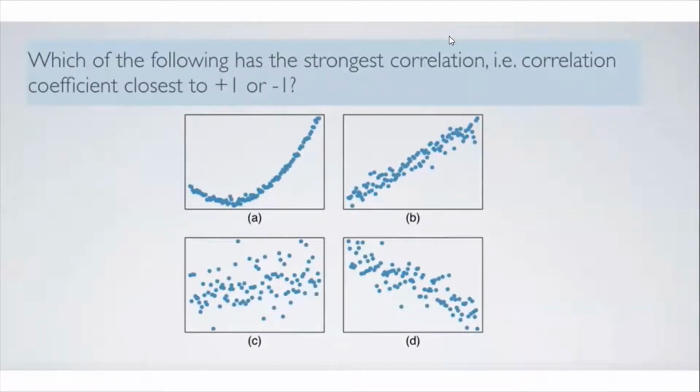Which one of the following has the strongest correlation? That is, the correlation coefficient closest to +1 or -1. What do you think? It should be pretty obvious, right? Which one will be the strongest correlation? Yes, you're correct. B.